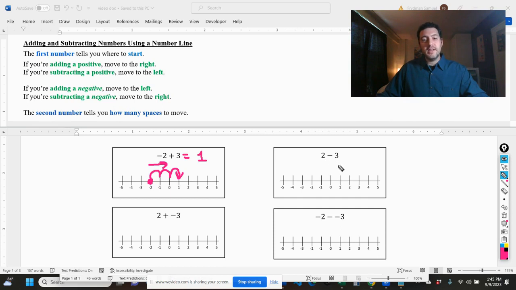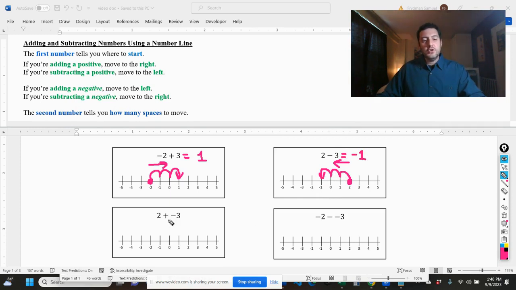2 minus 3. Again, the first number tells us where to start. The first number is a 2, so we will start at +2 in this case. That's a +2. Now we are subtracting a positive number. So let's check our rules. If you are subtracting a positive number, you move to the left. How many spaces to the left? Well, the second number tells you how many spaces to move. We're going to move 3 spaces to the left. So here we go. 1, 2, 3, and we landed on -1, so that is our answer. 2 minus 3 is equal to -1.